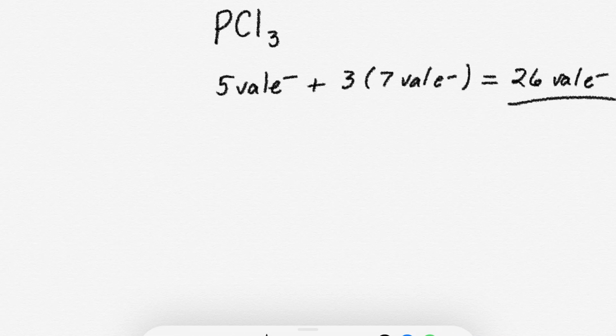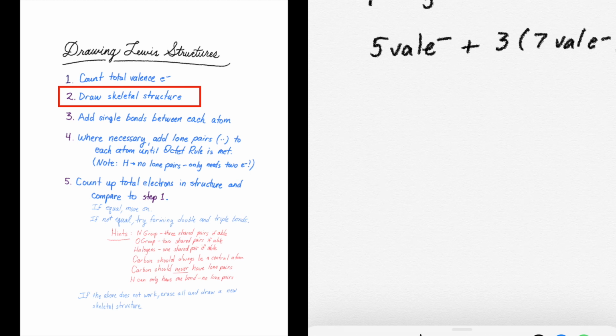So students, the first step: count your total number of valence electrons. This is absolutely the most important step in drawing a structure, because basically we can't build a structure with less than what we have available or with more than what we have available. Matter can't be created and it can't be destroyed. So to conserve mass, we have to ensure that whatever we come up with truly has a total of 26 valence electrons. The next thing that we're going to do is draw a skeletal structure.